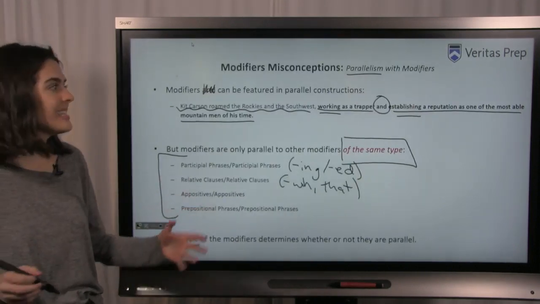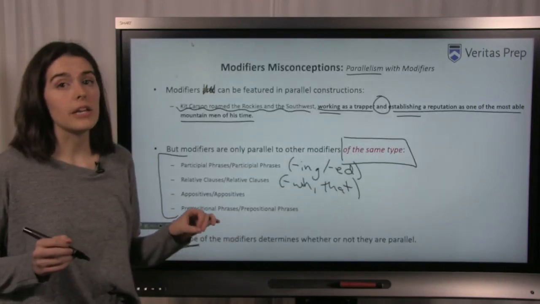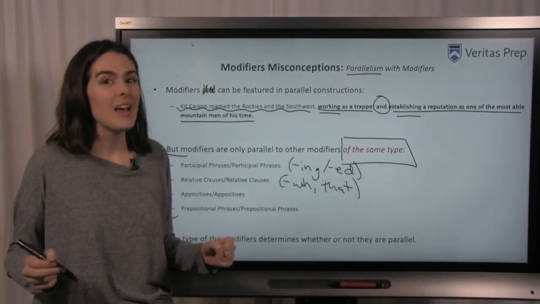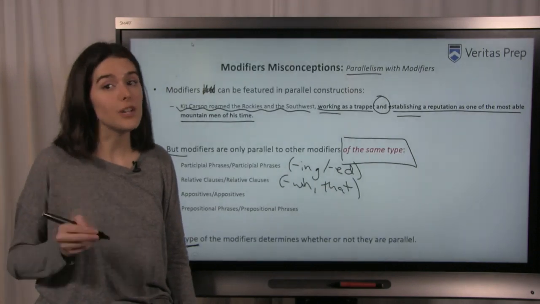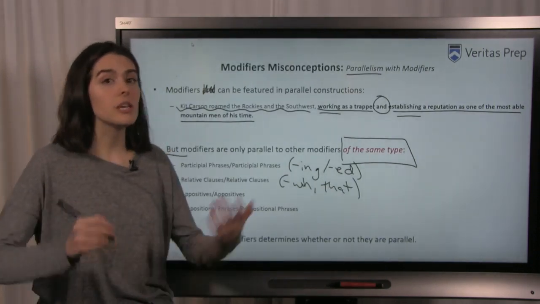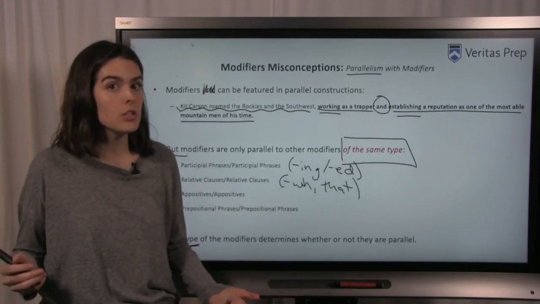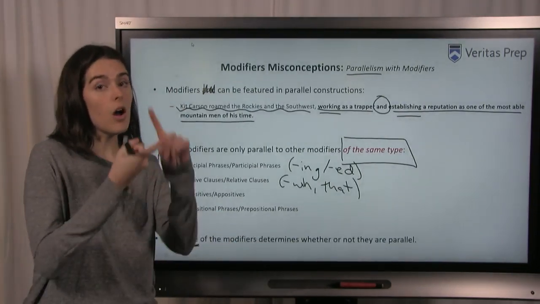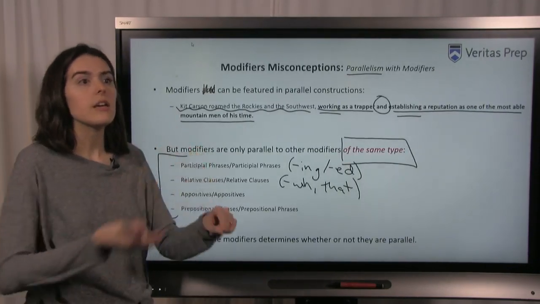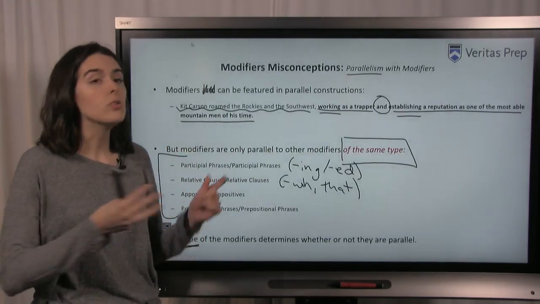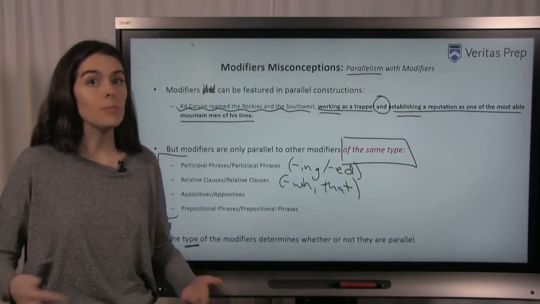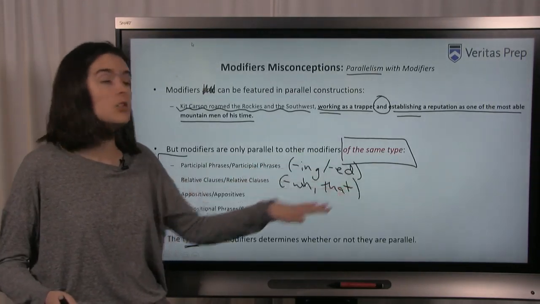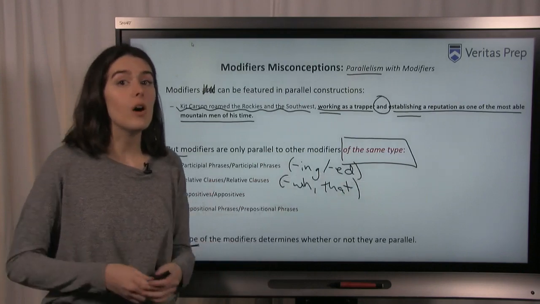Now, what a lot of people think is that I need an ing to be parallel to an ing, or I need an ed to be parallel to an ed, but I don't. Because both INGs and EDs are participial phrases. They can be parallel to each other, just like which and where technically can be parallel to each other because they are both relative clauses. Just like I can say, I like to read on the train, under the tree, and in my backyard. Those all start with different prepositions, but they're parallel because they're all prepositional phrases. So I can have a participial phrase be parallel to another participial phrase, even if one is an ing and one is an ed.